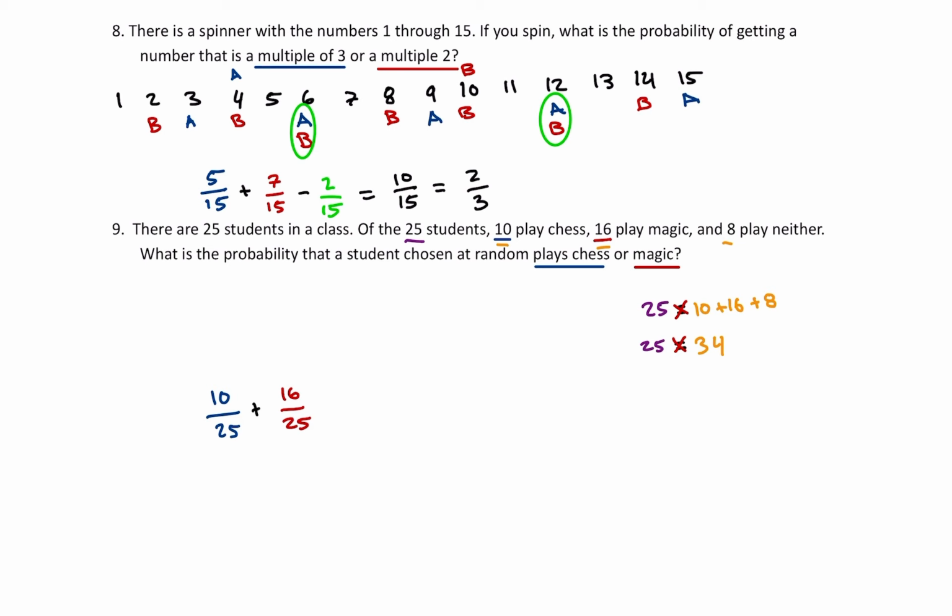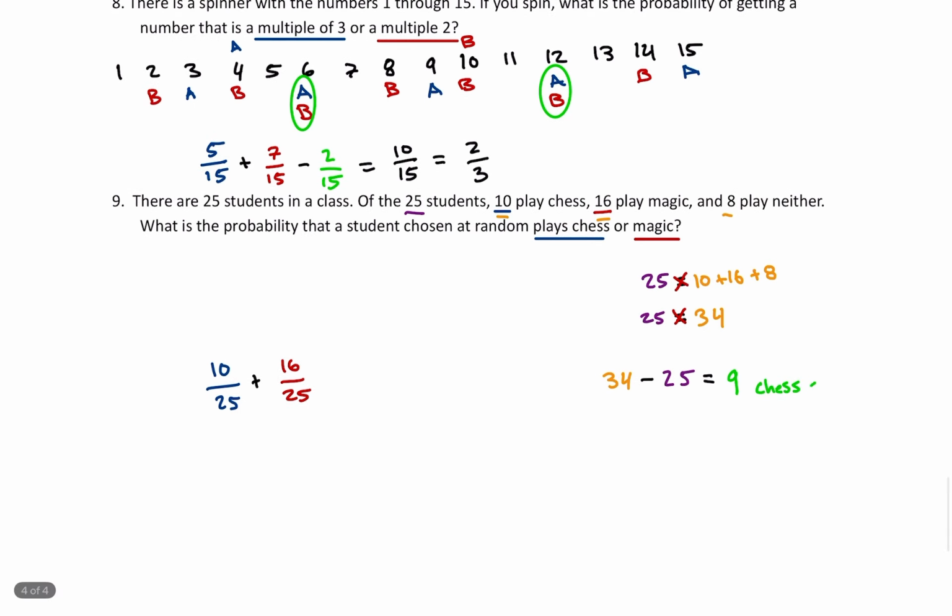They share something in common. Well, how much do they share? Well, how many repeats do we have? We can do this by saying 34, or all my numbers added together, subtract my total amount of students, 25. And what does that give us? That gives us 9 students who play chess and play magic. Okay?